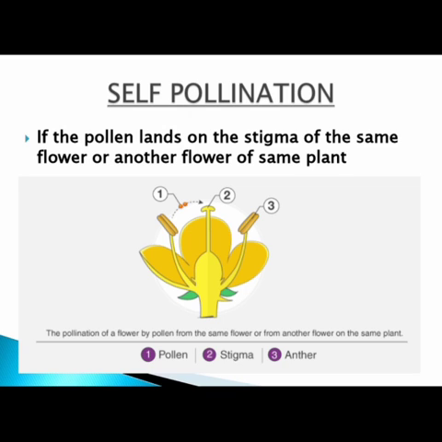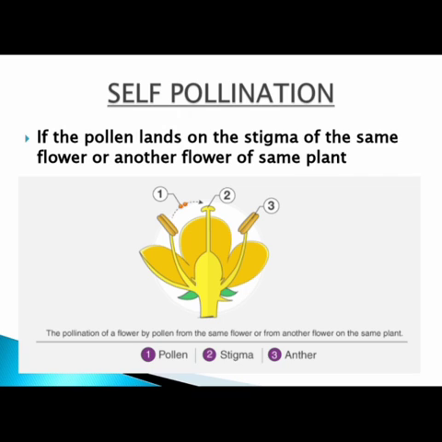Either it might be from one flower to another flower of the same plant, or we can say within a flower the pollination happens. That kind of pollination is said to be self pollination.